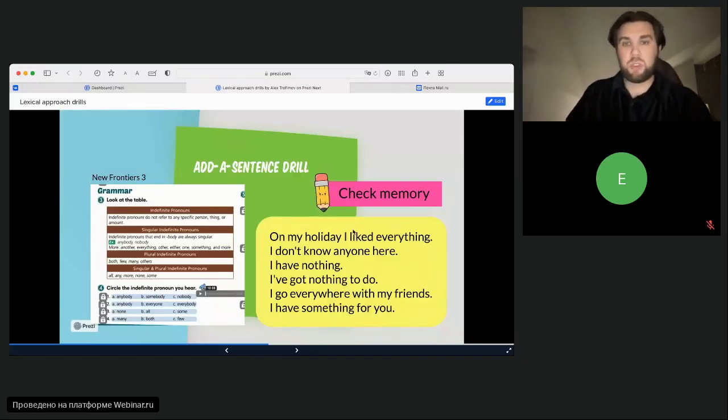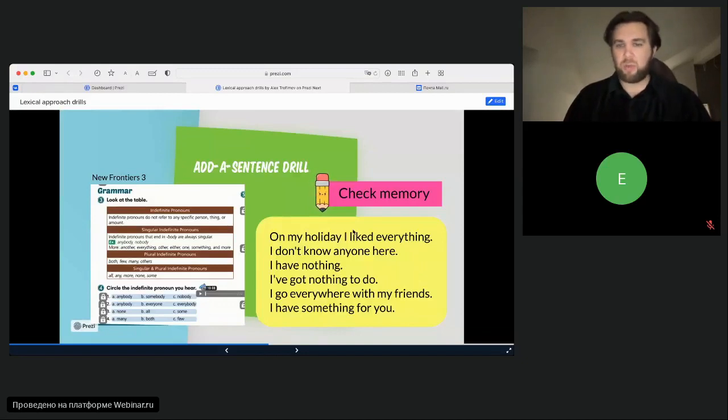Masha, number 2. Masha says, "I don't know anyone here." They have to say the first sentence out loud. This is essential. "I don't know anyone here. They're all strangers." Something like that, right? "I have nothing. I'm gonna kill myself. I've got nothing to do."